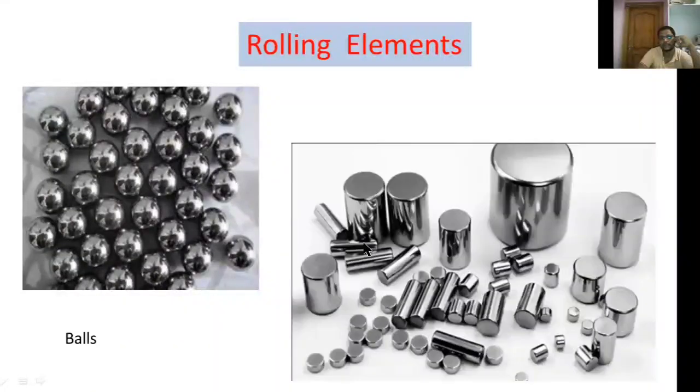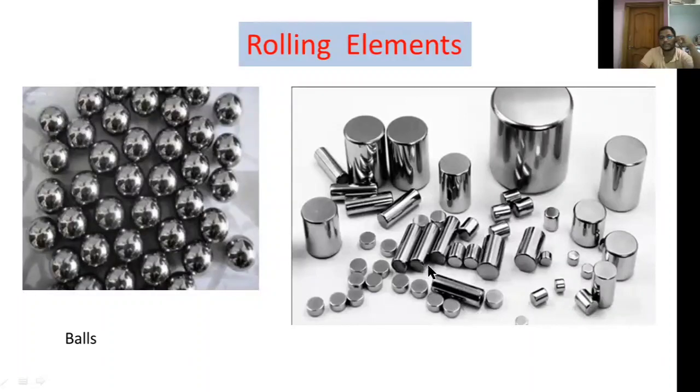Now, in roller bearings, these rollers or cylinders are used as rolling elements. These are the rolling elements for roller bearings, and these are the rolling elements for ball bearings. Here these balls are spherical in shape. Here these rollers are cylindrical in shape or spherical in shape. These are the different shapes of rollers or cylinders.